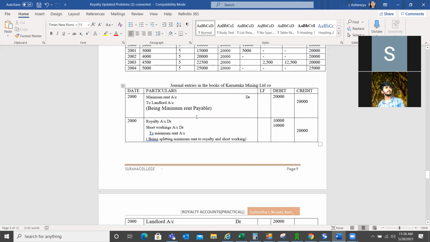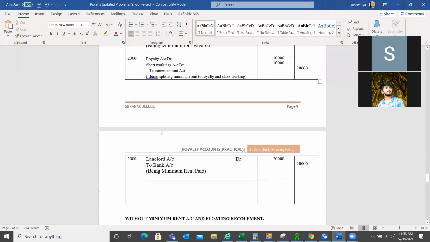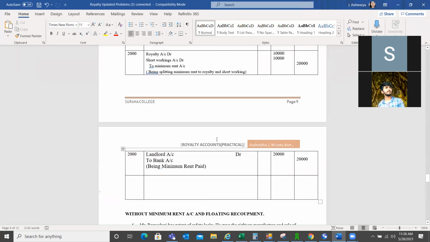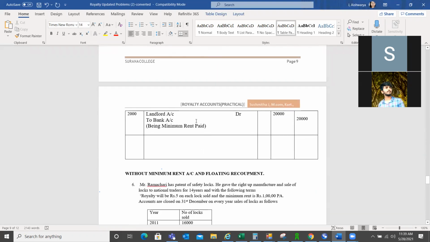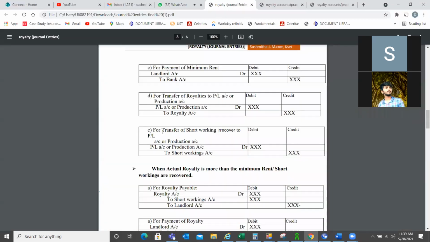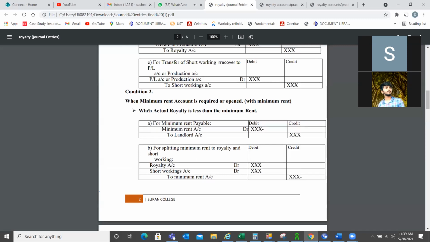For minimum rent payable, 1 journal entry, and for splitting the minimum rent into royalty and short workings, 1 more journal entry. Then minimum rent paid, whatever is outstanding, that outstanding amount has been paid now, right? So after the payment, what is the next thing that we have to do? Just look into the format when actual royalty is less than the minimum rent.